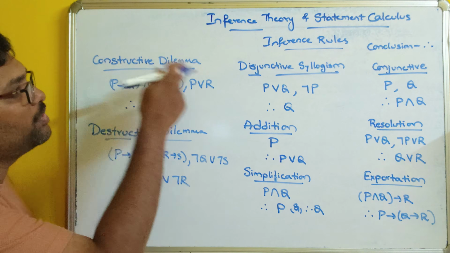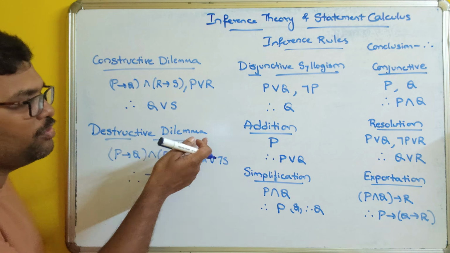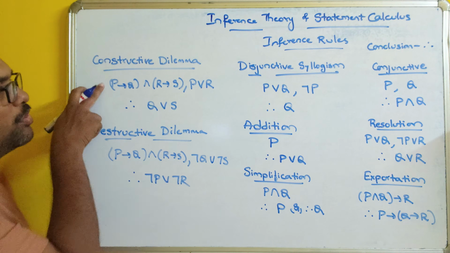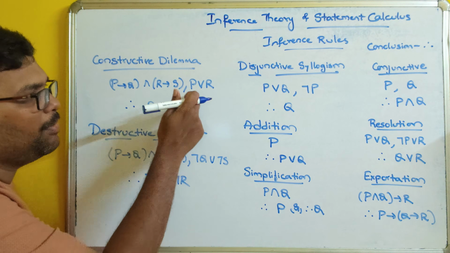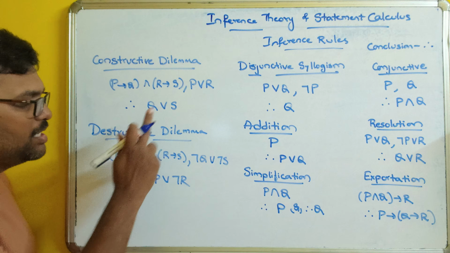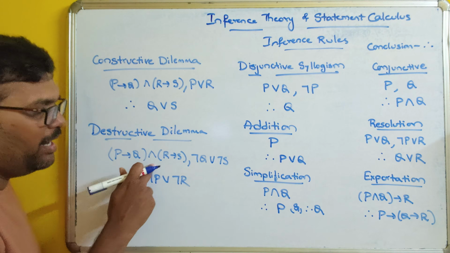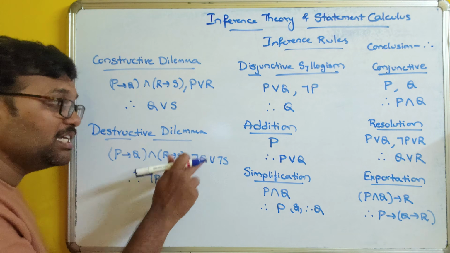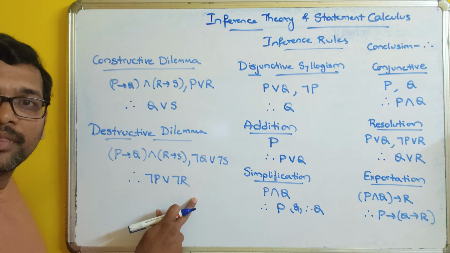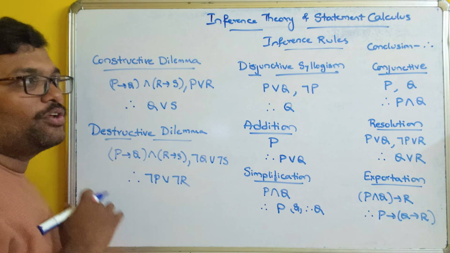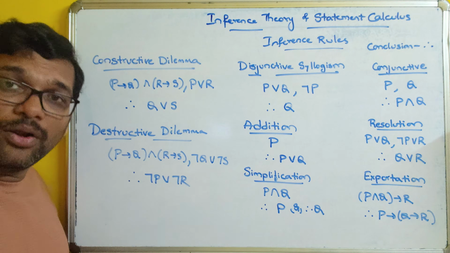Okay, constructive dilemma, destructive dilemma. So here both the information. P implies Q and R implies S, comma, P or R, then it will be Q or S. P implies Q and R implies S, negation Q or negation S, which gives negation P or negation R. Okay, so these are all the inference rules.